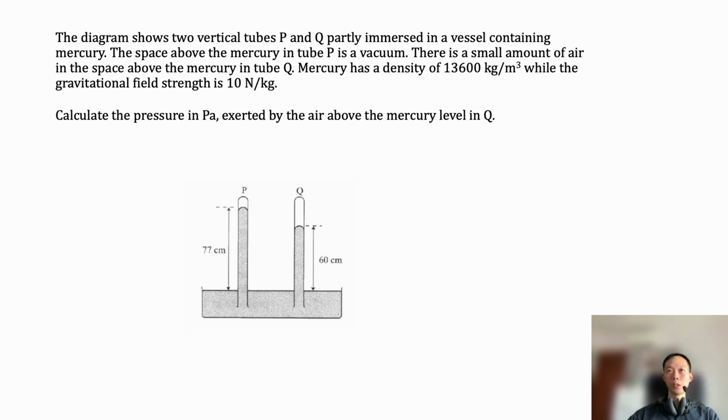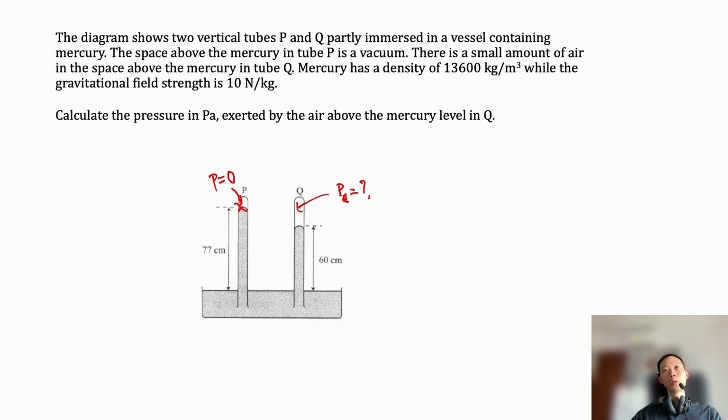Now we are told that this space up here is totally empty. In other words, it's a vacuum. All right. Every time the question tells you that something is a vacuum, it means that there is no pressure inside here. Okay. So that means at the top of the mercury here, this pressure is 0. Now, we are trying to figure out what is the pressure inside this trapped air space here, right? So let's call this P_Q equals what, question mark.